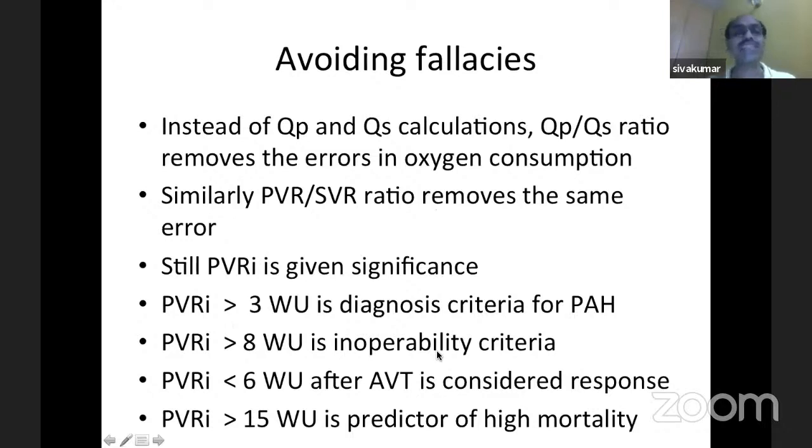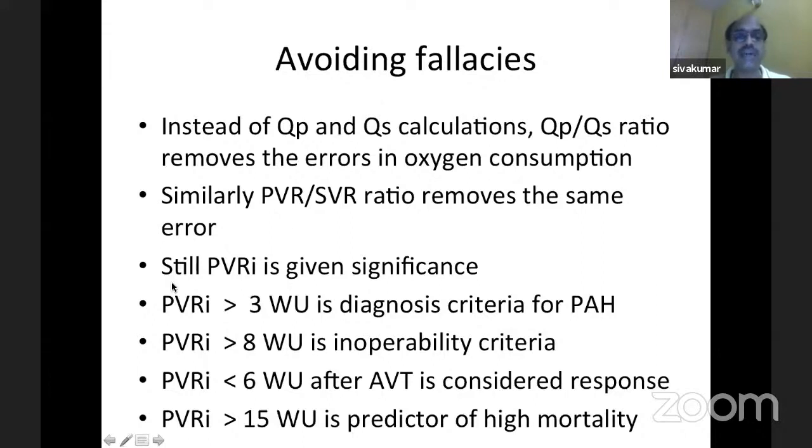How to avoid the fallacies? If, instead of calculating QP and QS separately, you calculate the QP by QS ratio, you take away the errors of oxygen consumption. Similarly, if you calculate the PVR by SVR ratio, you are taking away the oxygen consumption errors.